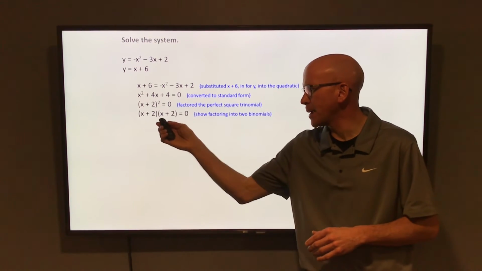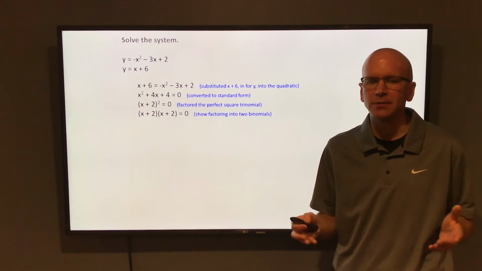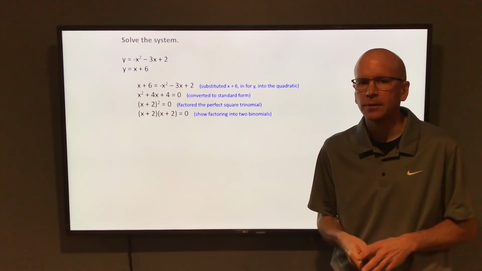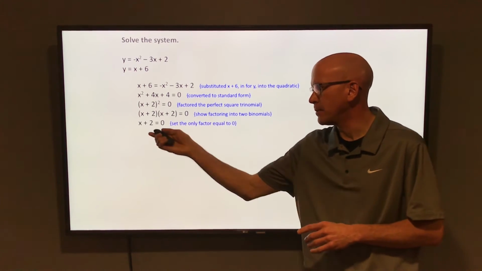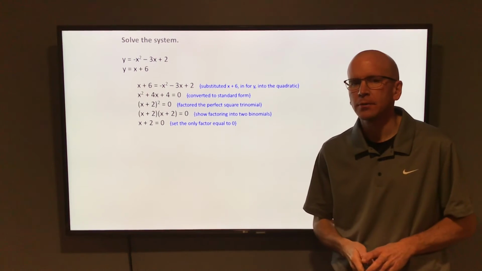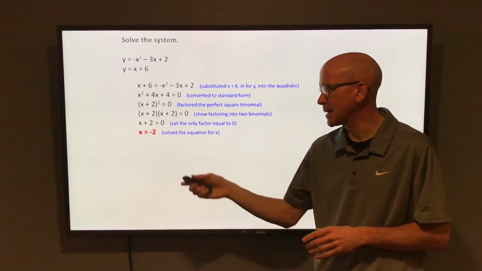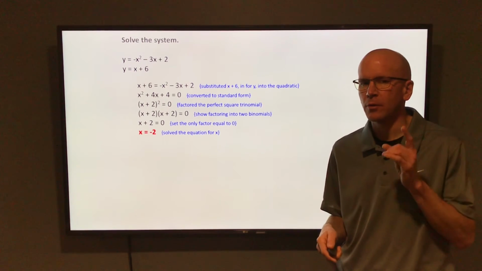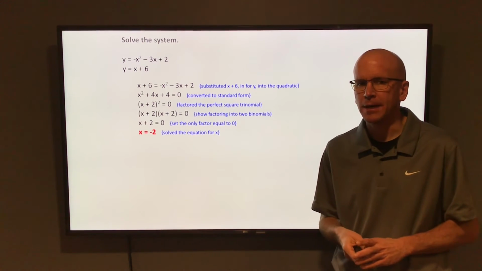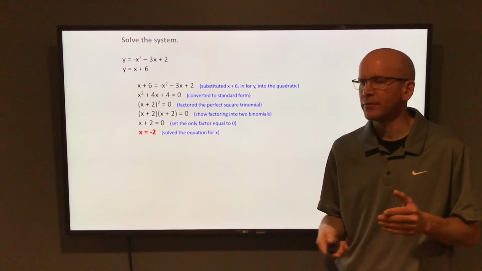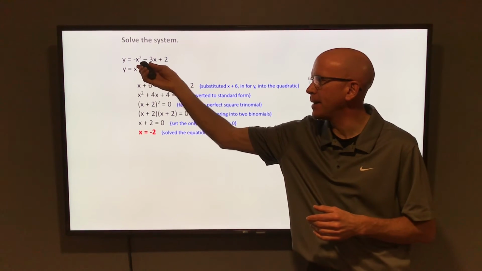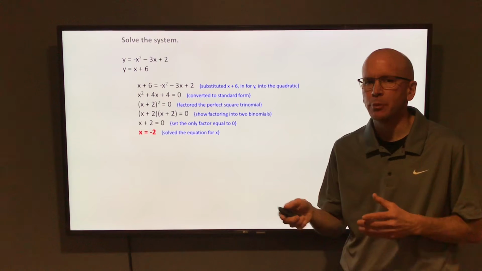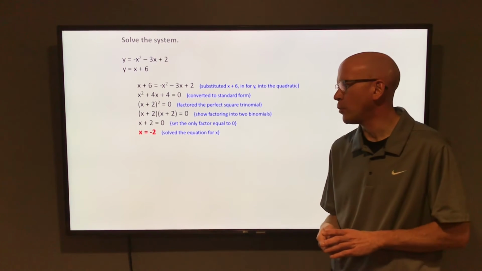Now these two multiply together to equal 0, but they are the same thing, so there's no sense setting each one equal to 0. Just set x plus 2 equal to 0. Subtract 2 from each side, and we get x equals negative 2. That is the x-coordinate of the point of intersection. Notice, there's just one x-coordinate this time. That means there'll just be one point of intersection, so the straight line and parabola are only going to meet in one point.